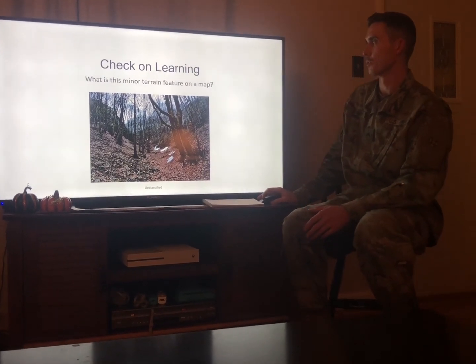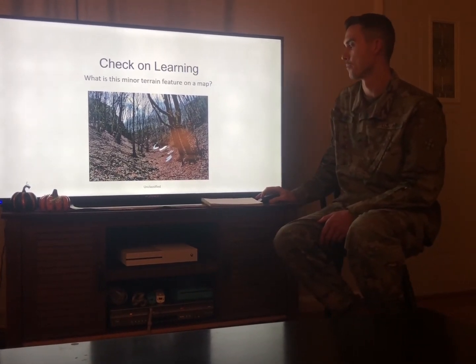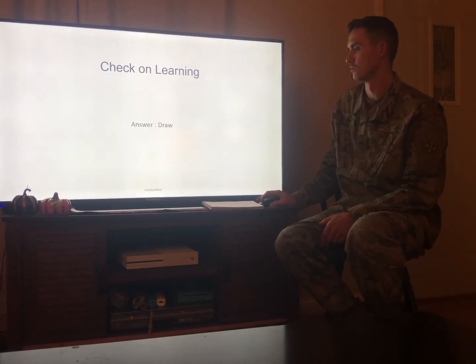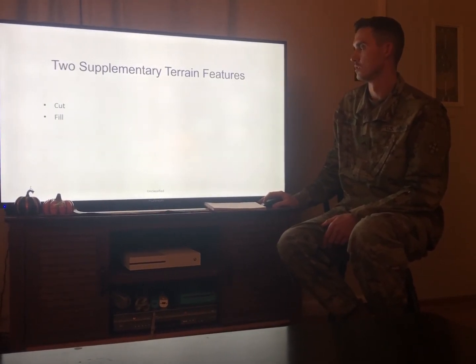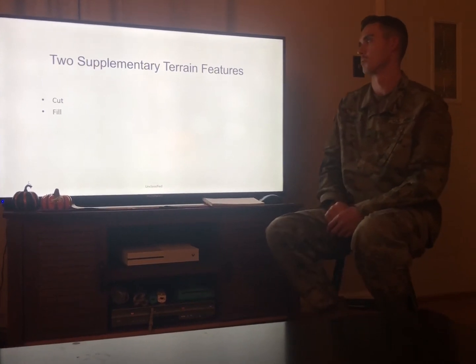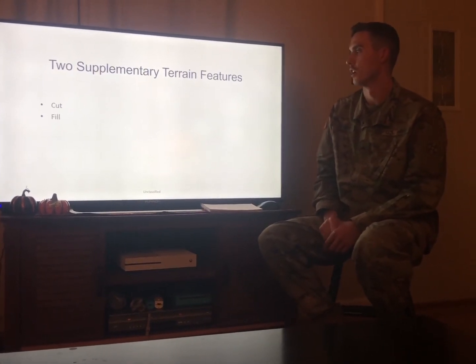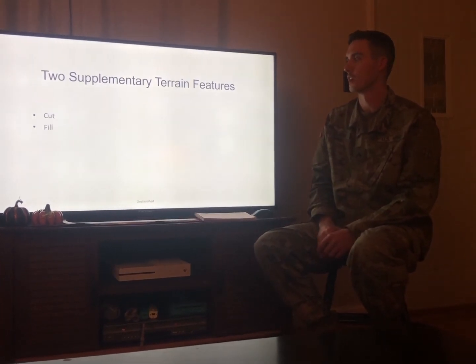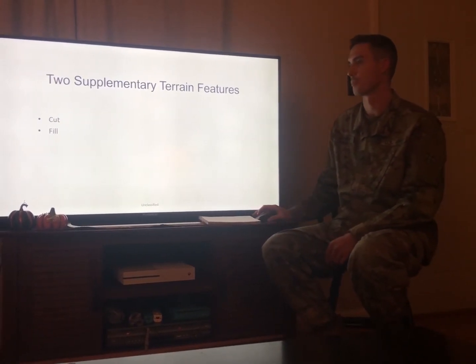Another check on learning. What is this minor terrain feature on the map? The answer is a draw. There are also two supplementary terrain features. These are both man-made terrain features. You have your cut and your fill.